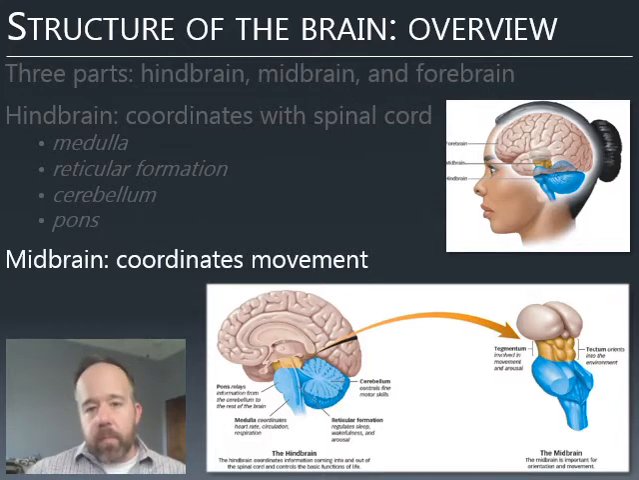Then we have the midbrain, and the midbrain, as the name suggests, is between the hindbrain, the back part, and the forebrain, the front part. And the midbrain just has a couple of parts to it, and they're mainly involved in coordinating movement.